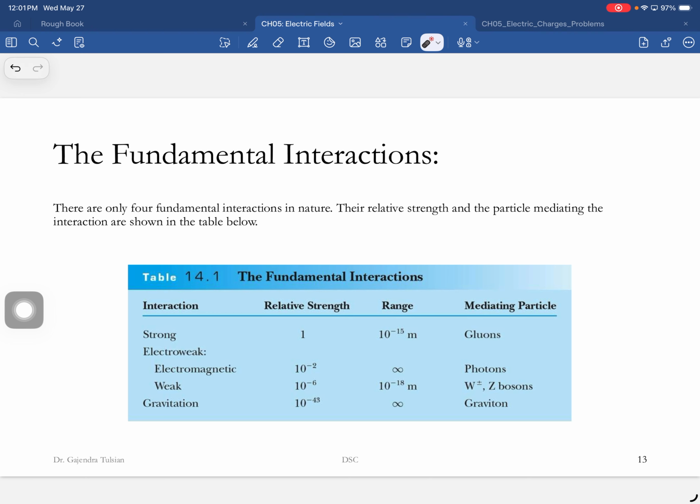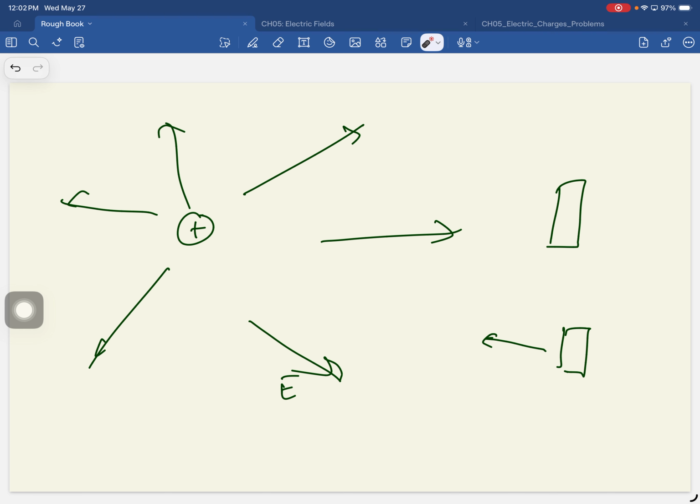So it turns out that in nature there are only 4 forces, and this is rather interesting. There's the strong force, the electroweak force, which consists of the weak and the electromagnetic force, and the gravitational force. These are the relative strengths. If the strength of the strong force is 1 unit, the electromagnetic force is 100 times weaker. And now, given this fact, you can immediately understand the following.